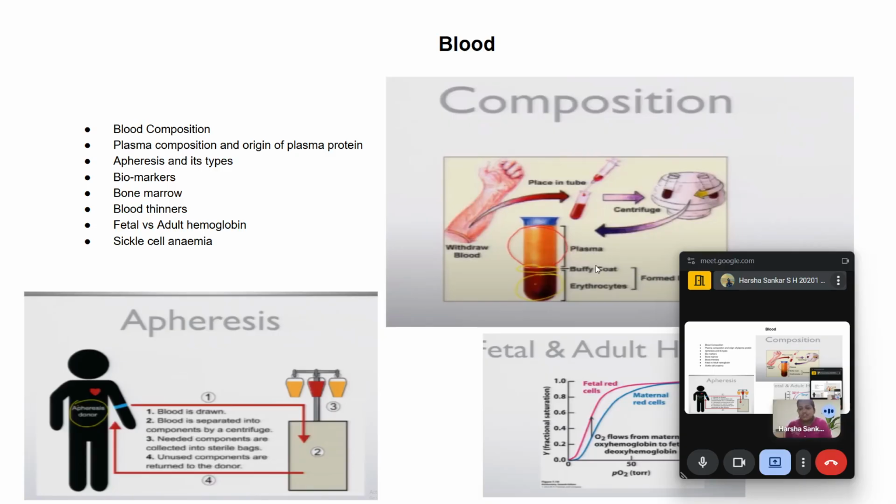Then, apheresis. What is the process of apheresis? There are different types of apheresis also. So what is apheresis? It's like an artificial blood filtration unit. Blood is drawn, then separated into components by centrifuge. Needed components are collected into sterile bags, and unused components can be returned to the donor. That separation of blood components is known as apheresis.